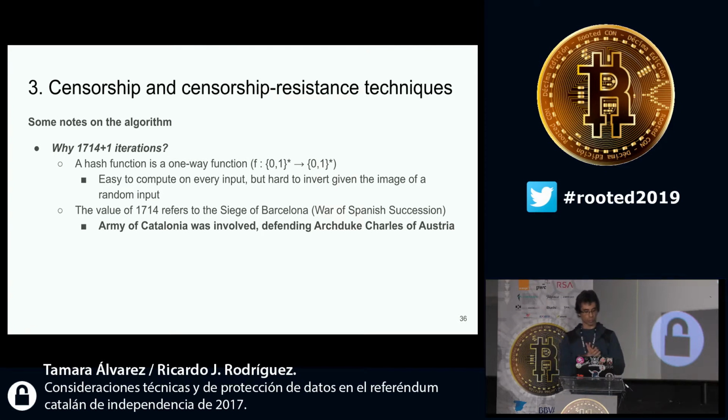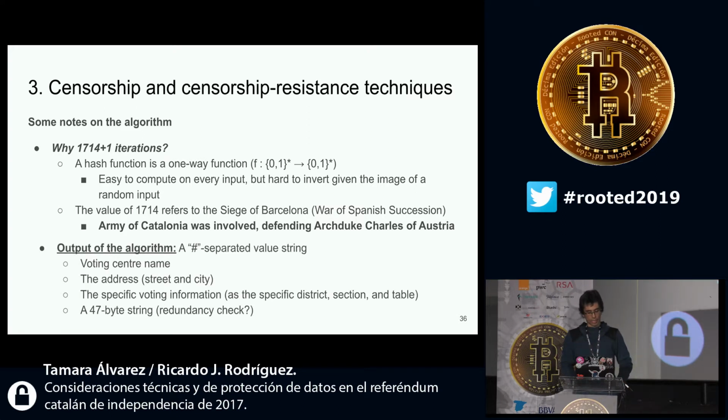Okay, some notes about the algorithm. So why these 1,714 iterations? Well, I don't know, because I remind you that a hash function is a one-way function, so given a certain input, it's very easy to calculate the output, but if you have the output, it's very difficult to calculate the input. So doing it once or 80, that's fine. You're wasting cycle time. And the value of 1,714 is very likely connected with the date where the siege of Catalonia had taken place, as part of the Spanish succession. And it was 714 because there was one iteration more.